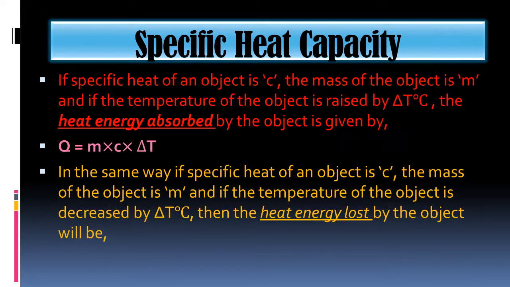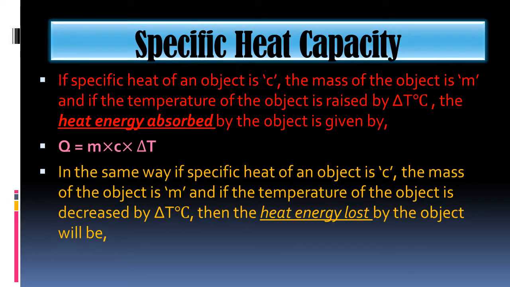Now in the same way, if the specific heat of an object is c and the mass of the object is m, and if the temperature of the object decreases by delta T degrees Celsius, then the heat energy lost.